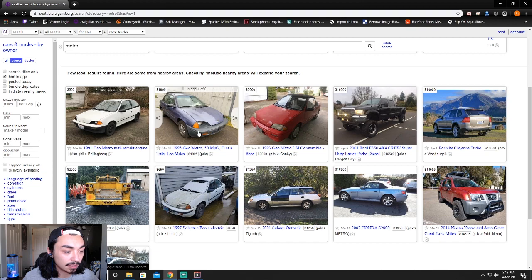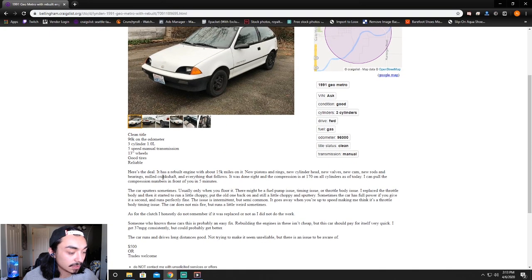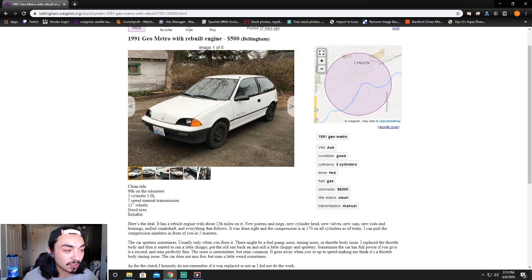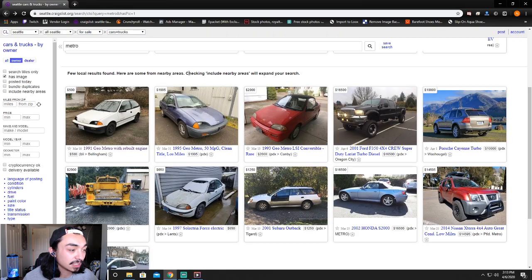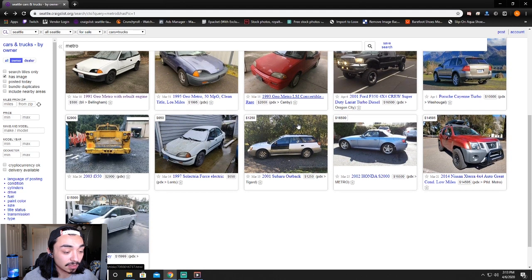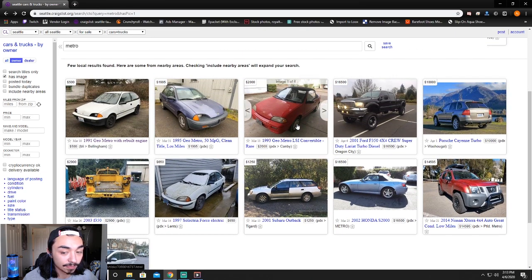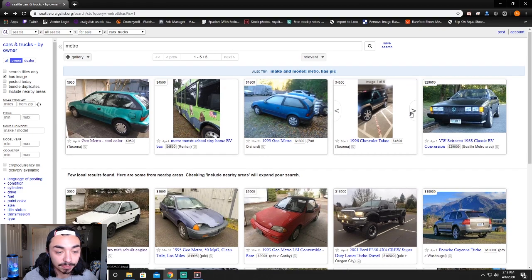Look at this one, 1995. This one's $500. Why is this one? Rebuilt engine. Sputters. See, like this one has issues and it's $500. Honestly, the green Metro is a really nice car. I might buy that one.